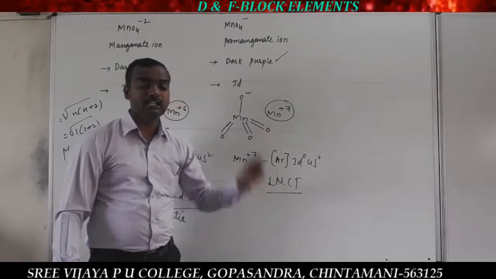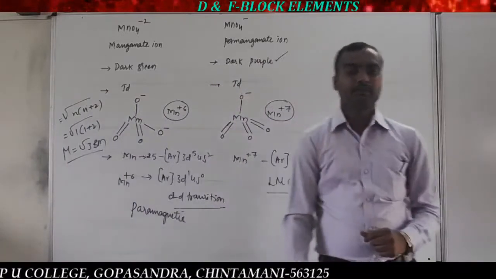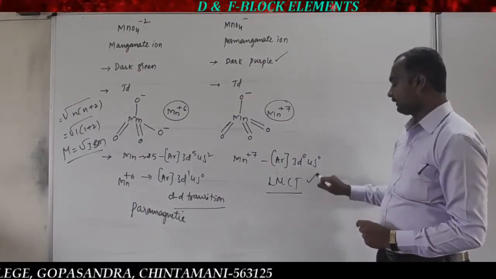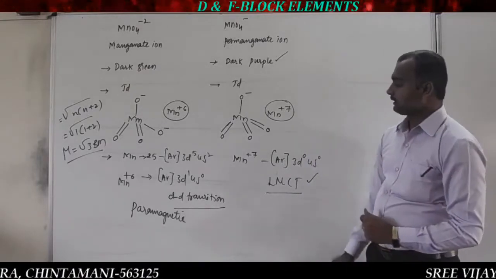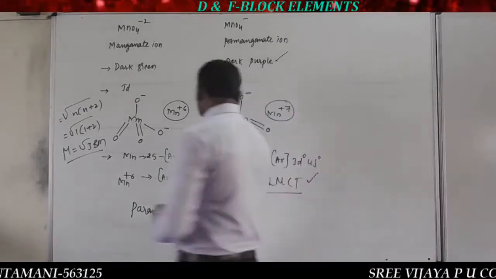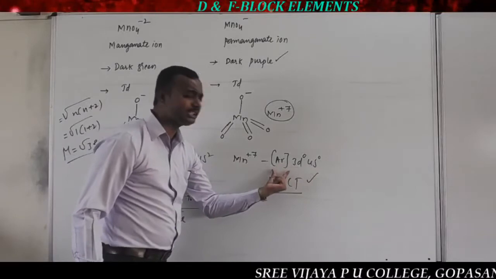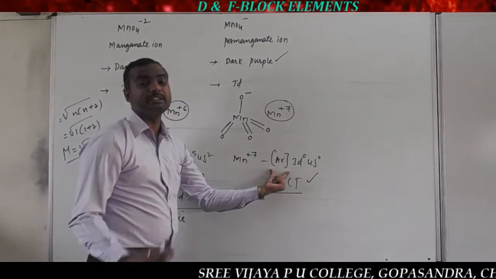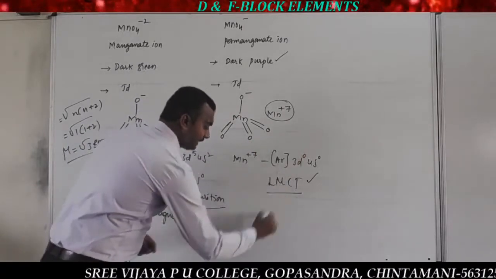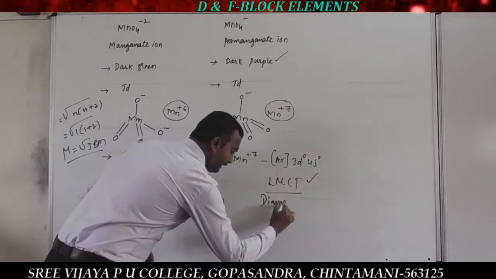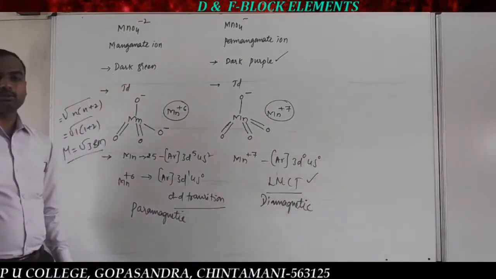When does the LMCT concept come? Even though the species does not contain unpaired electrons, it exhibits color by absorbing energy from the visible region. That phenomenon is called ligand metal charge transfer. So in Mn +7, are there any unpaired electrons? There are none. Argon is a noble gas with completely filled orbitals, ns2 and so on. Since it is completely filled, there are no unpaired electrons. Therefore a species with no unpaired electrons is called diamagnetic.